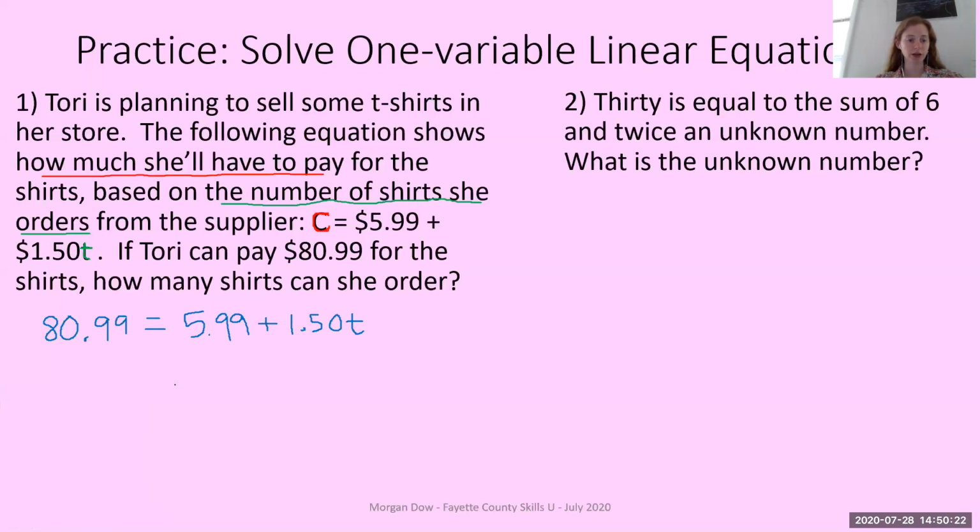Let's pick another color here. Cancel it out by taking it away. Minus $5.99 from the right side of the equation, and also minus $5.99 from the left side, right? Same thing to both sides. Bring down the equal sign. What do we have remaining? Well, we've got 1.50 times T over here. And then we've got $80.99 minus $5.99 over here, which gives us 75.